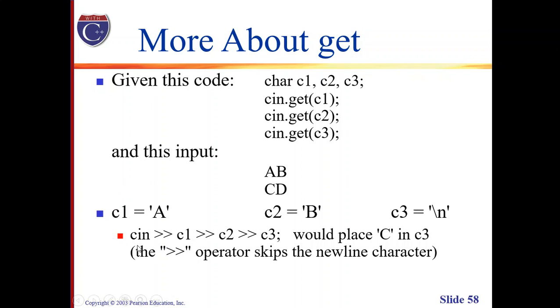In this case, if we are going to use the extraction operator, such as this one, it would place C in the C3 variable. It's because the extraction operator skips the new line character, as opposed to the get function, which reads even the new line character.